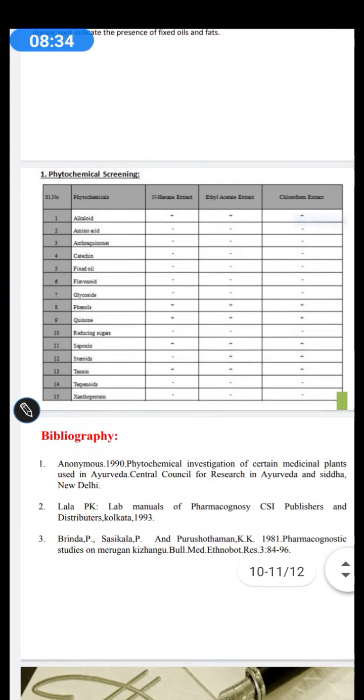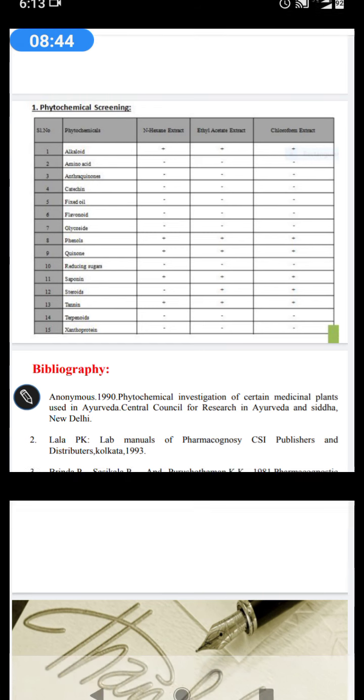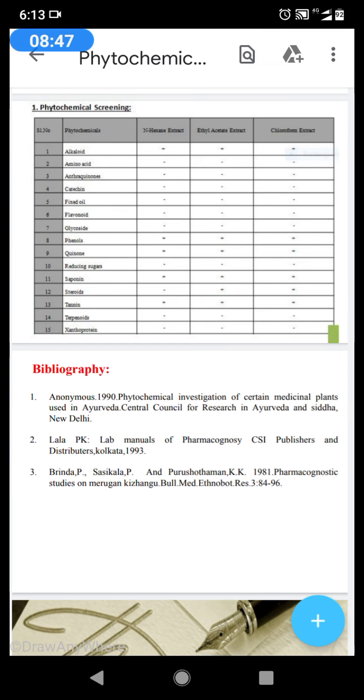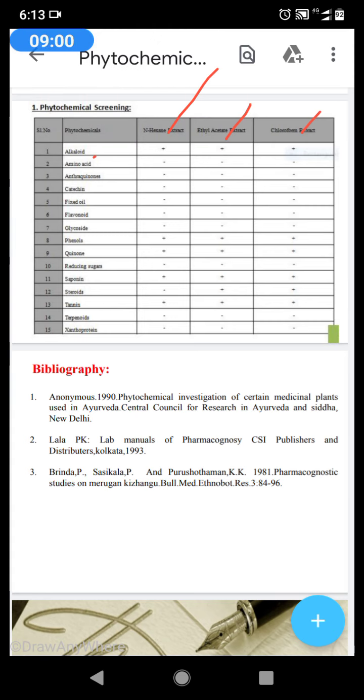So I have shown here the phytochemical screening test. When I was doing my MPhil chemistry in Lady Doak College Department of Chemistry, I screened these 15 tests. For the first one, I used 3 solvents: n-hexane, ethyl acetate, and chloroform, and I did the alkaloid test first. Alkaloids are present in all 3 solvents, n-hexane, ethyl acetate and chloroform, and ammonia is absent. Minus indicates absence, plus indicates presence.